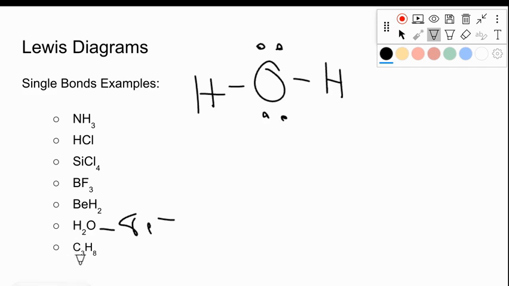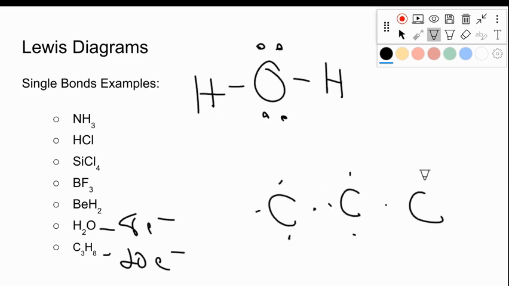So I have 3 carbons and 8 hydrogens. Each carbon has 4 valence electrons, so that's going to be a total of 12 electrons, plus my 8 electrons, so I have a total of 20 electrons I've got to do something with. What happens is the carbons link together. They're going to make a chain. That's the reason carbon is so common in so many different things, is because it can bond in a variety of ways and it can link together.